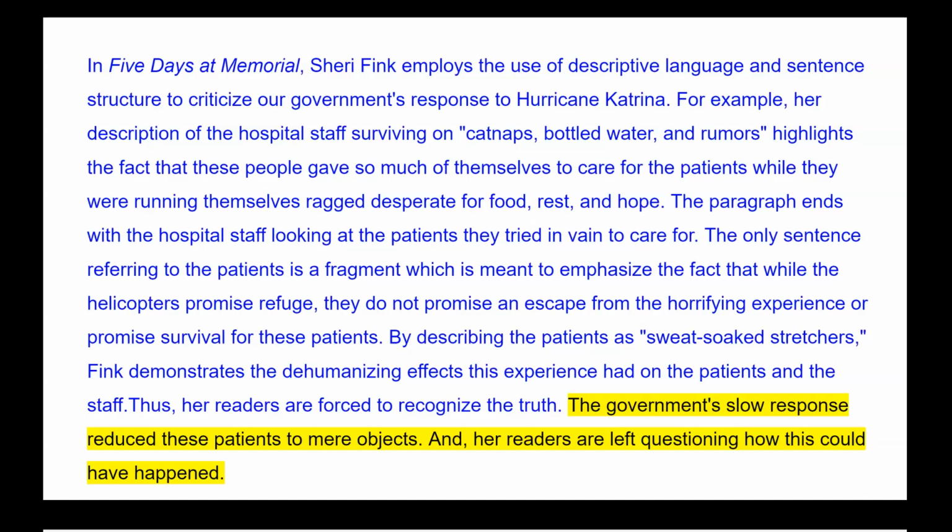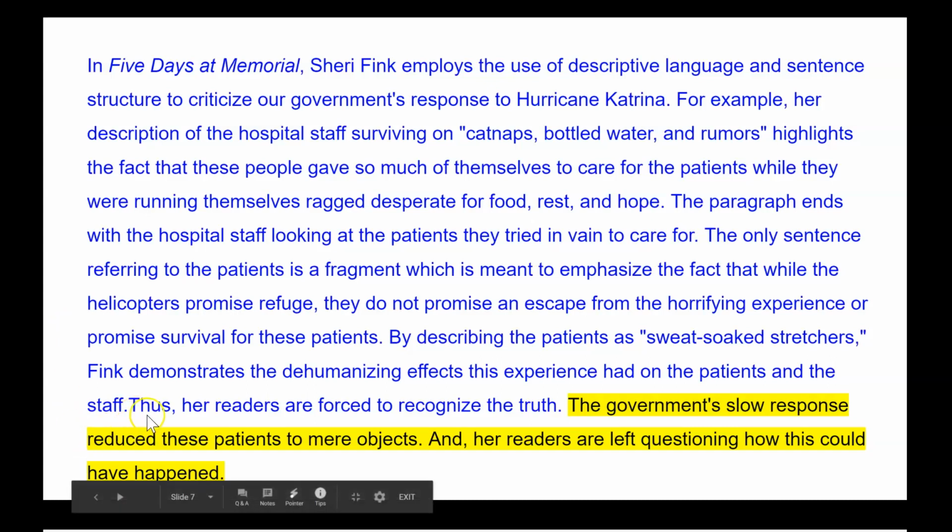The government's slow response reduced these patients to mere objects, and her readers are left questioning how this could have happened. Right there, I have finished my analysis by including that phrase, thus, and then following it with a description of what her readers are meant to do. Remember, purpose is what is the audience intended to do with the message. And then I give more context and information, and I end it again by talking about the readers.